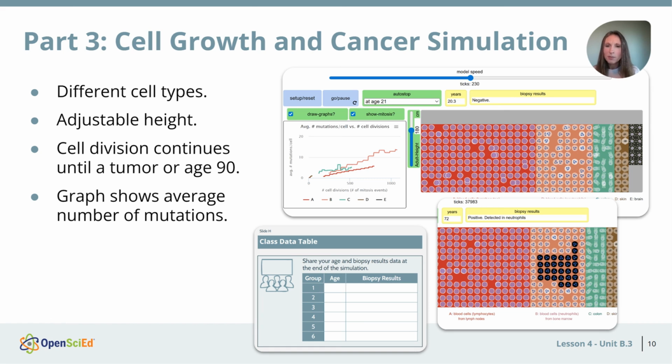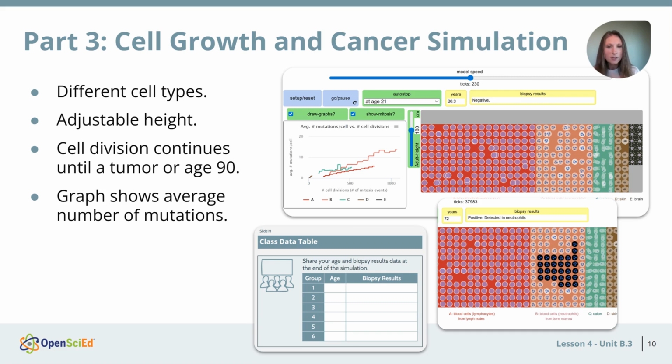One key moment comes in Part 3, when students use the cell growth and cancer computer simulation to investigate the relationships between cell types, cell division, height, and age. The simulation tracks the number of mutations in 5 different types of cells as they go through cell division. When there are too many mutations, the cells become cancerous and the simulation detects a tumor and stops.